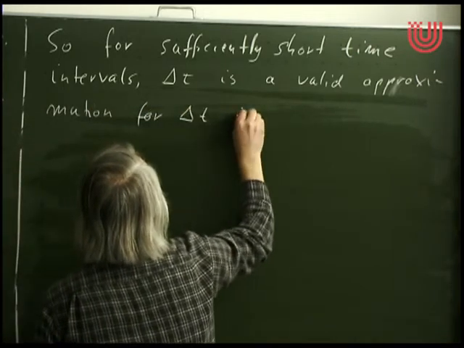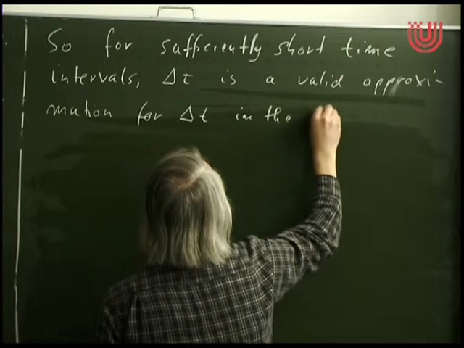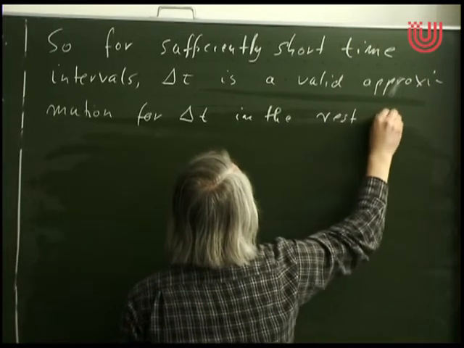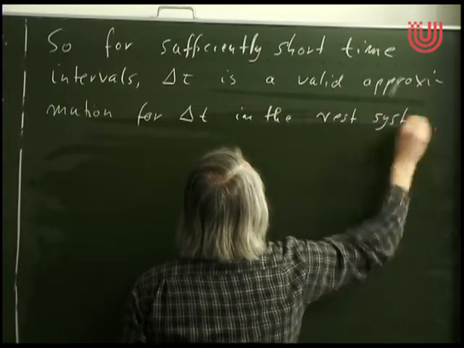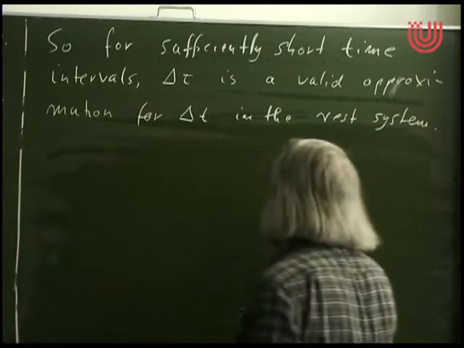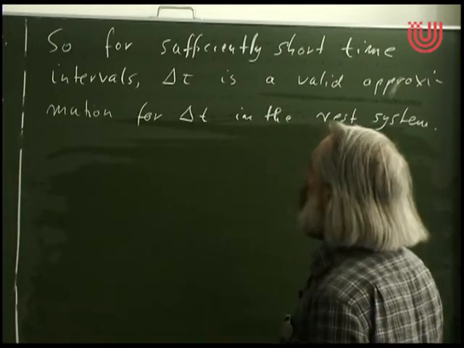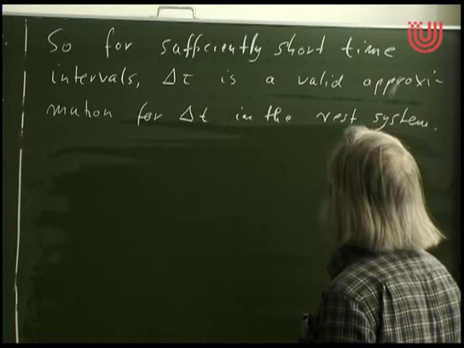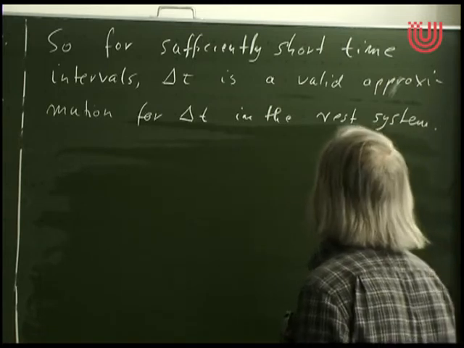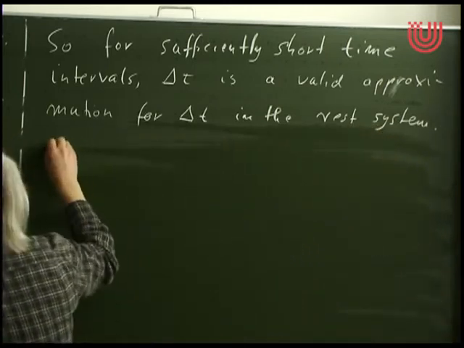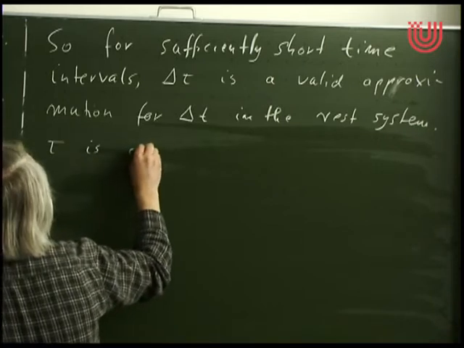For delta t in the rest system. And for this reason, because the rest system is a system which is associated with a particle in a natural way, which is its proper system in a certain way. So tau is called proper time.